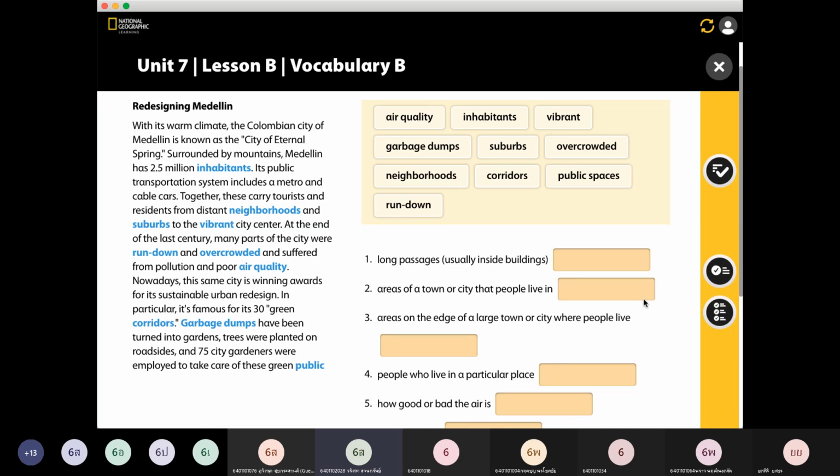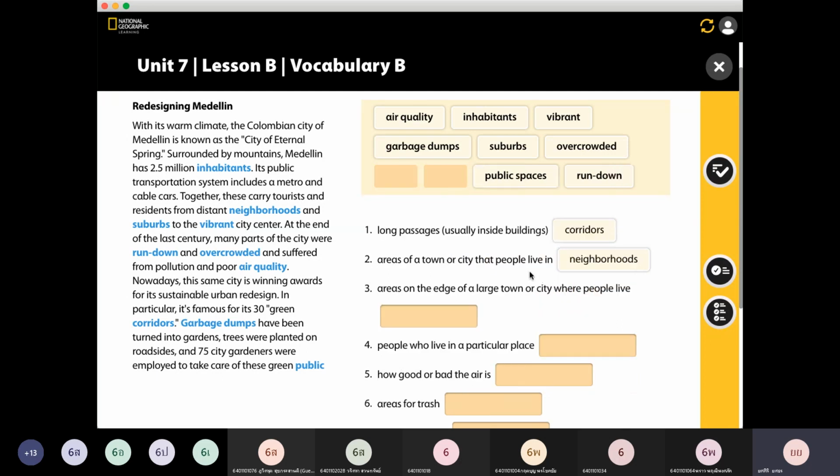Number 1, corridors. Okay, so you said long passages, usually inside a building. So you said corridors. Number 2, neighborhood. Okay, areas of the town or the city that people live in. So you say neighborhoods.